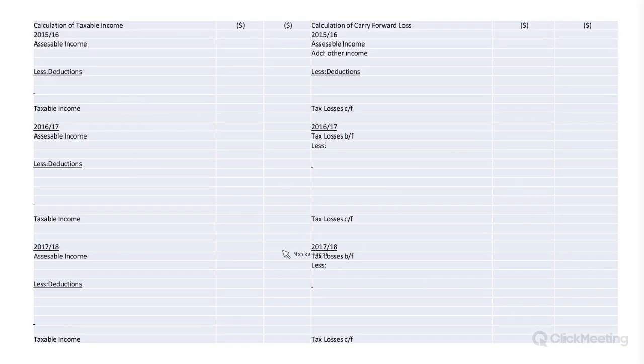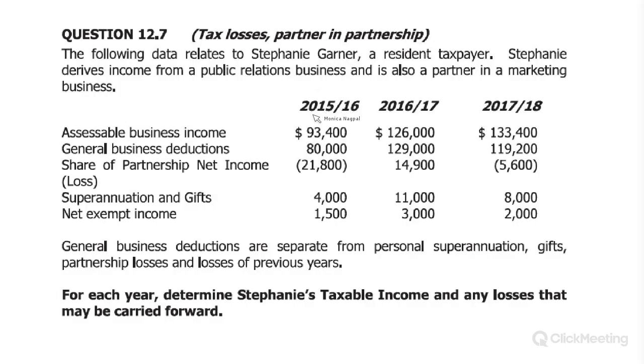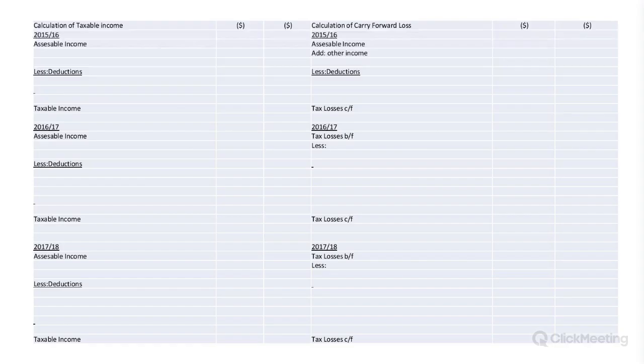This is what your spreadsheet looks like. So you're required to calculate the assessable income first of all. So if I go back to the question, notice you have been given the assessable income for the year 2015-16, 16-17, and 17-18. So 3 different years. And your spreadsheet also suggests that you have to work for 3 different years. So 2015-16, and then on the right-hand side of the spreadsheet, you're required to calculate any losses. So the losses that you can carry forward.